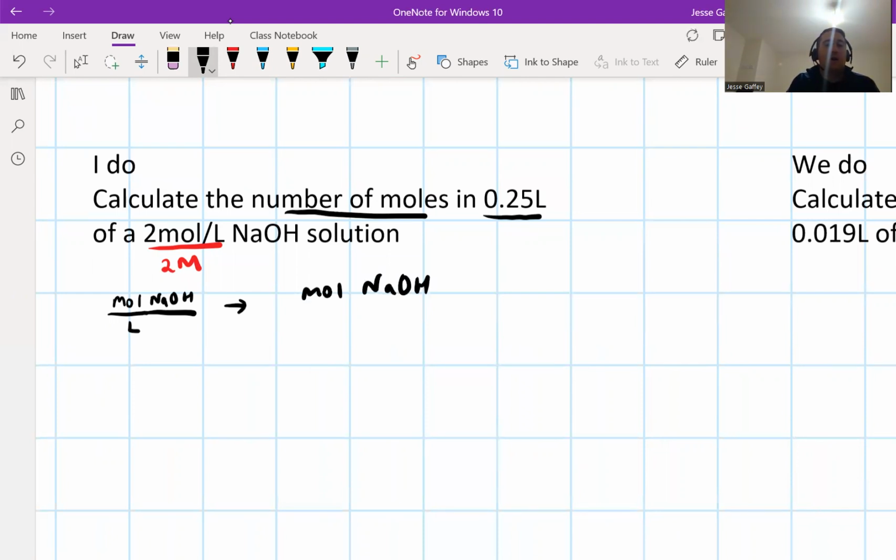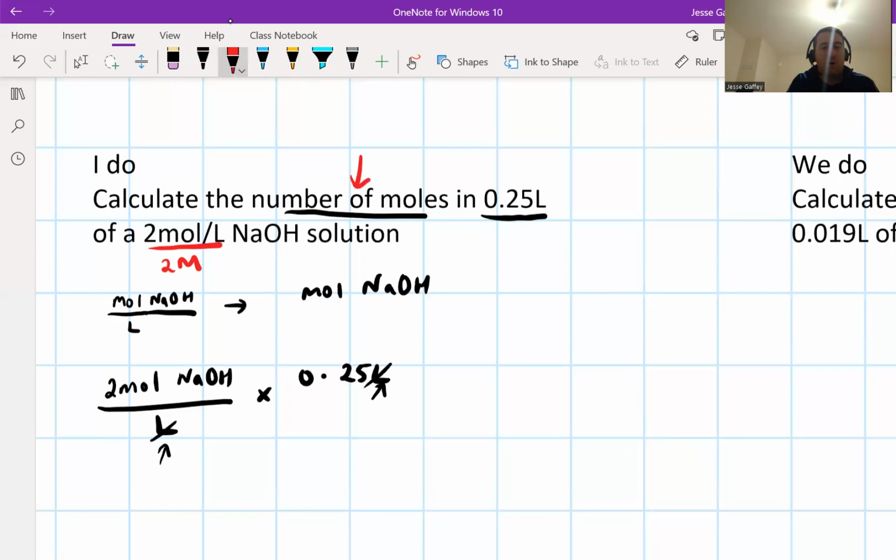All right, so how do we do this then? Well, let's write down what we have. We have a 2 mole per liter solution. So we have 2 moles of NaOH in every liter. That's literally what this means, 2 moles in every liter. But we don't have a full liter, we only have 0.25 liters. So let's times it by the number of liters we have, 0.25 liters. The liters, of course, cancel out because this here is a denominator and this here is a numerator. So liters over liters is just cancelled out. And you're left with moles of NaOH, which is what we wanted in our answer, calculate the number of moles.